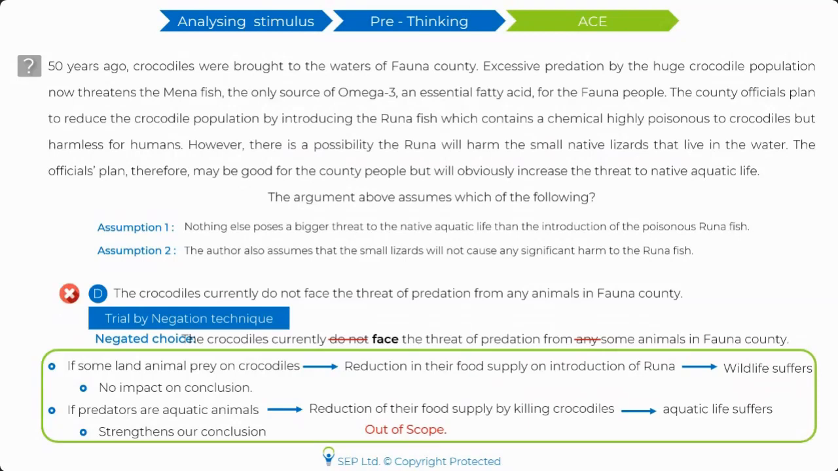Let me reset the poll. Look at it for a moment before you answer the question. Are you clear with choice D?